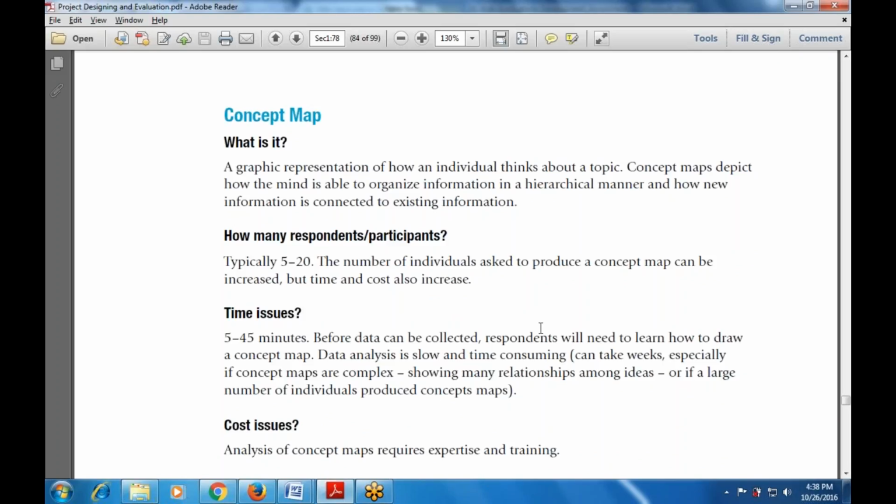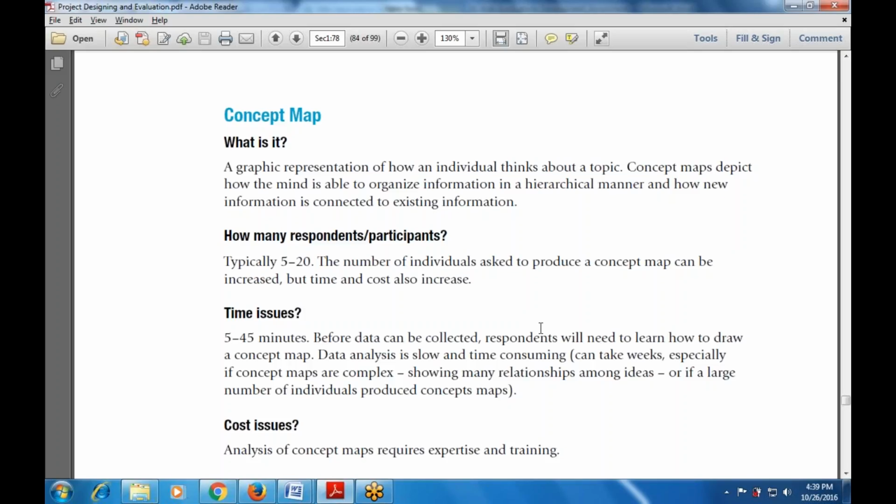It can take weeks, especially if the concept maps are complex, showing many relationships among the ideas, or if a large number of individuals produce the concept maps. So this is also a time issue. It is from 5 to 45 minutes, but if the respondents are increased, it can take another 5 or 10 minutes. So it depends on the number of participants available for making the concept map. If the members are increased, their thinking, values and graphical notations are increased, so that also takes more and more time to draw a concept map.